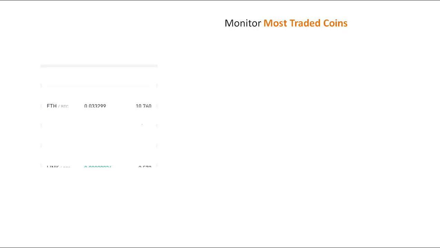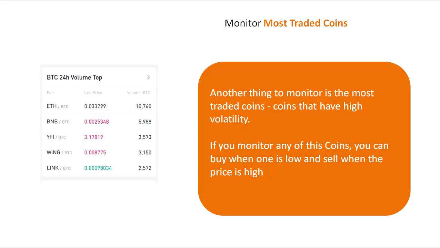Monitor most traded coins. Another thing to monitor is the most traded coins that have high volatility. If you monitor any of these coins, you can buy when the price is low and sell when the price is high. When you talk about BTC 24 volume top, these are the coins that are most traded. So when you monitor them, when the price goes low, you can buy and sell when the price goes high, because the market is highly volatile. So you expect the rising and falling of a particular coin since it's being most traded.